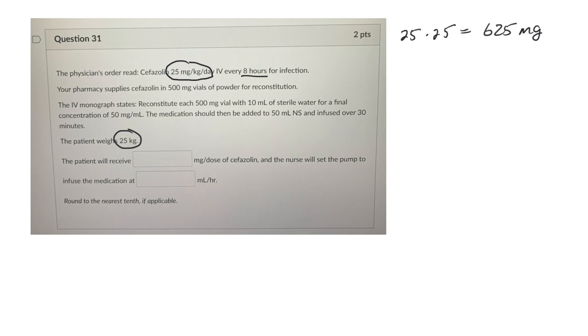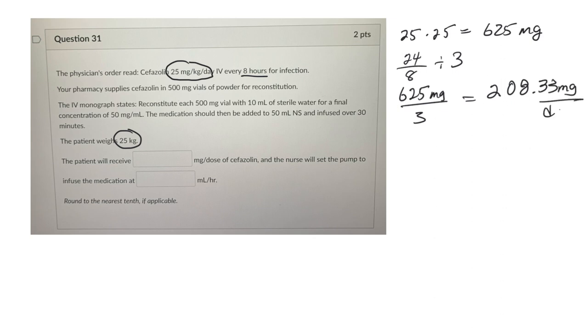So in 24 hours, divided by 8, you'd have to give them 3 doses. So you've got 3 doses, so 625 milligrams, whatever, divided by 3 is 208 and a third milligrams per dose.